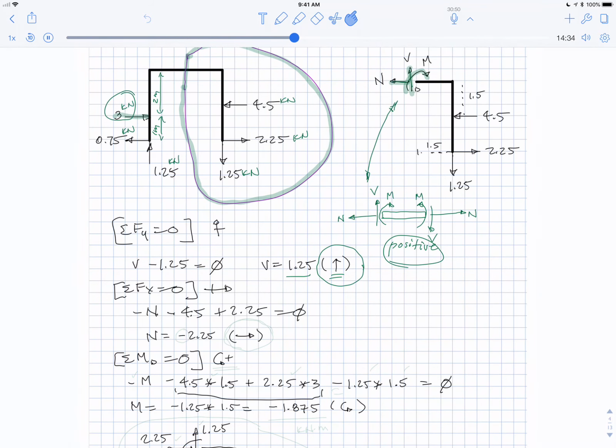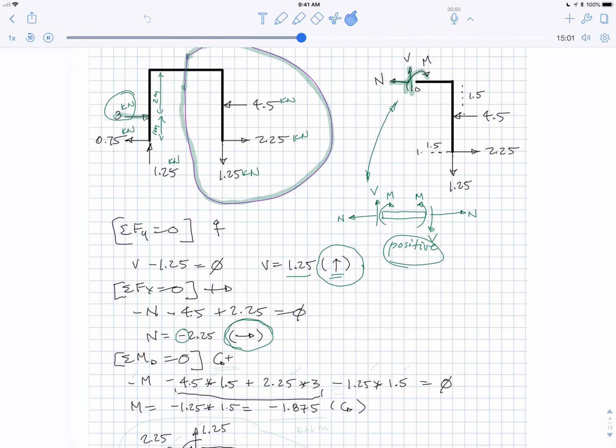So N to the left minus 4.5 to the left minus 4.5, and 2.25 to the right equals 0. When you solve for that, N is minus 2.25, which is opposite of how I assumed, which means it's finally to the right. And we had a long discussion, like, no, it's this way or that way. Just look at the free body diagram.